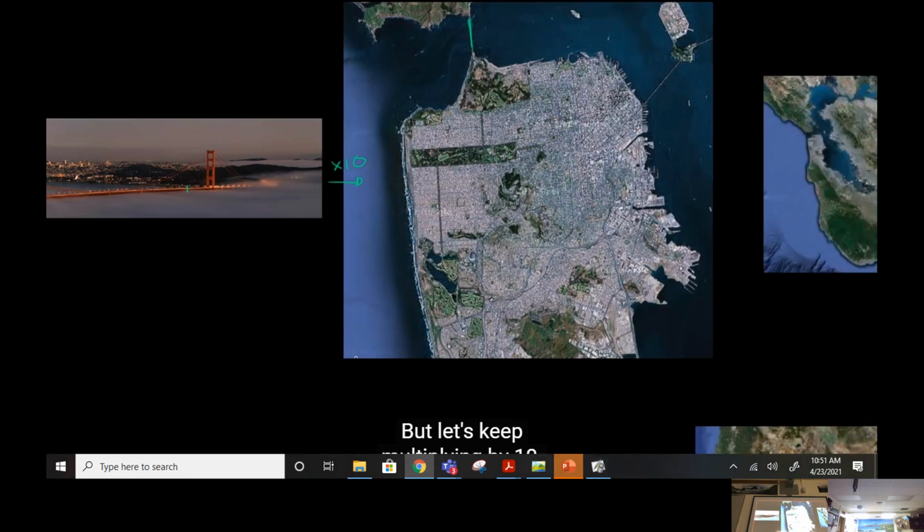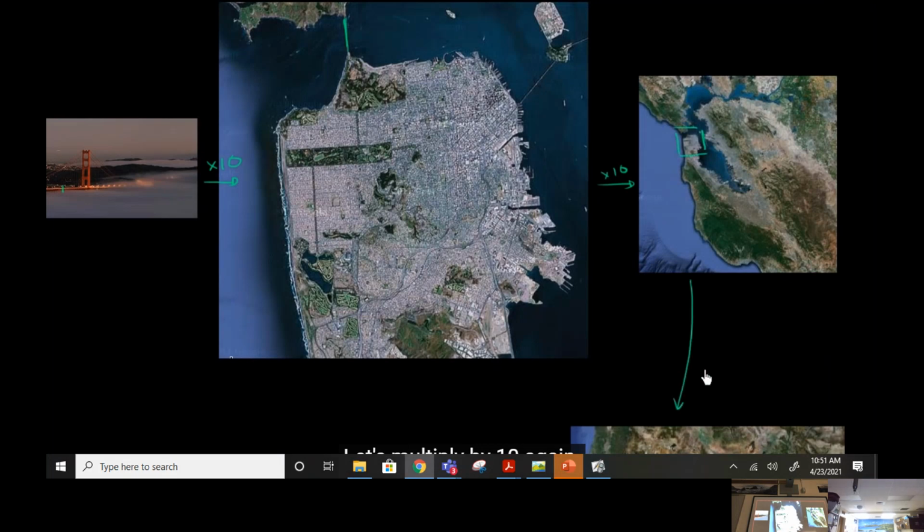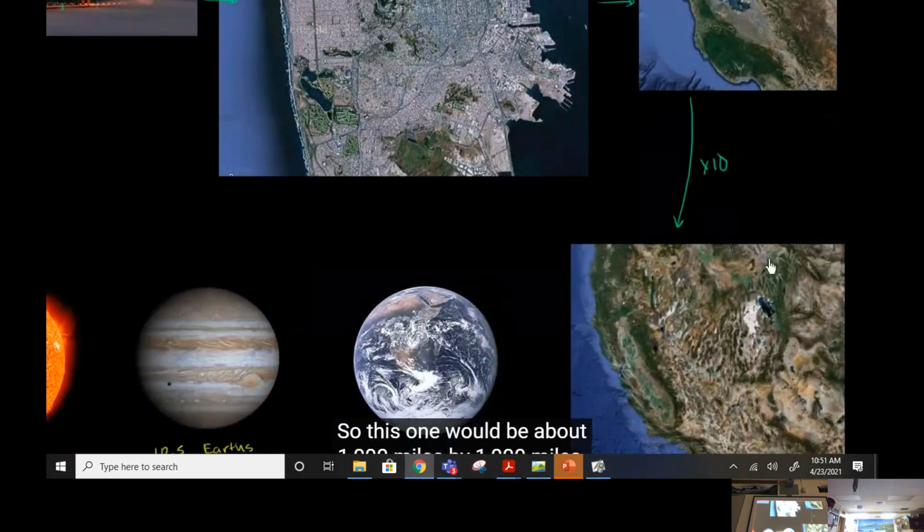But let's keep multiplying by 10. If you multiply by 10 again, you get to something roughly the size of the San Francisco Bay Area. This whole square over here is roughly that square right over there. Let's multiply it by 10 again. So this square is about 100 miles by 100 miles. So this one would be about 1,000 miles by 1,000 miles.